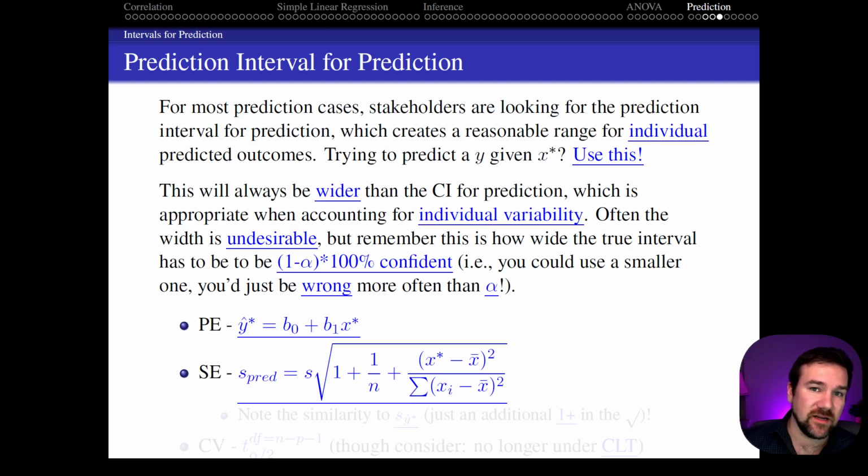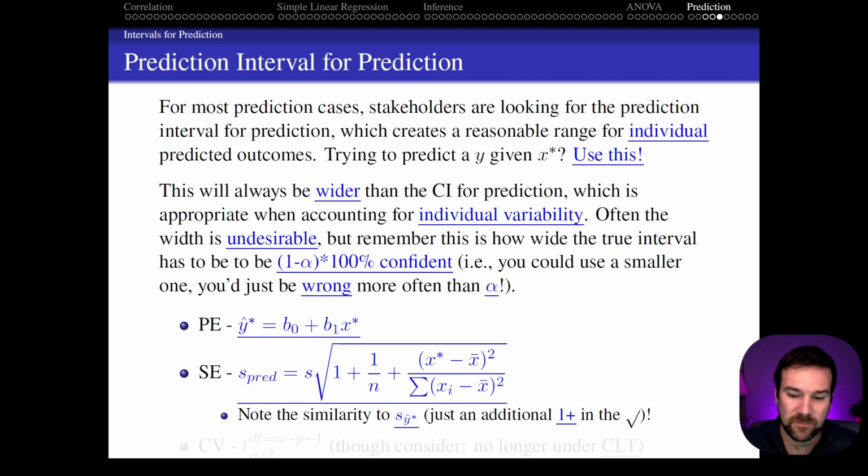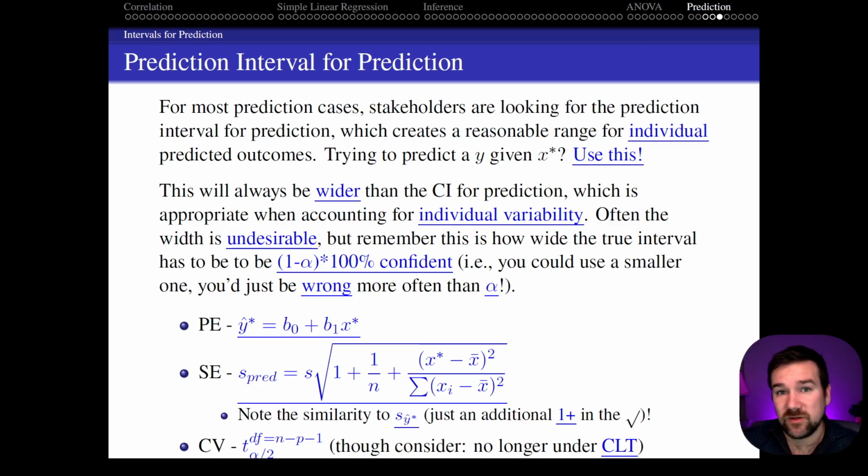Otherwise, these are identical. Incidentally, that 1 plus is what accounts for the individual movement that makes the interval wider, and having the 1 plus in the standard error ensures that mathematically it will always be wider, because this is just a larger number every time. As before, we use the t distribution for the critical value, but it is worth noting here, we are no longer under the central limit theorem.